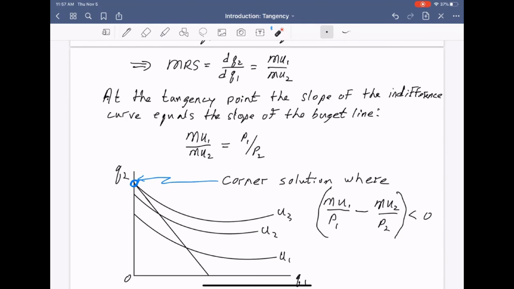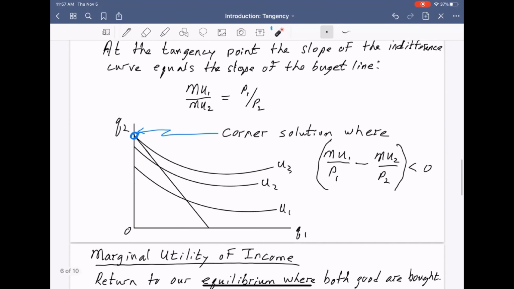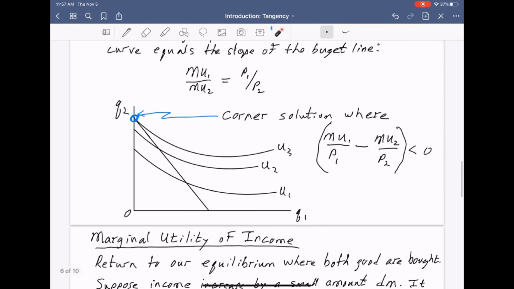In both cases, there's a negative in front and they cancel out. Now, there's a possibility of getting a corner solution, given by this blue dot, where you don't get a condition of equality. In other words, this condition does not hold, and the reason for that is that it's a corner solution. Now, it can hold, but it doesn't necessarily have to hold.